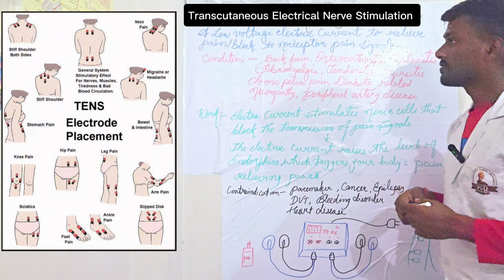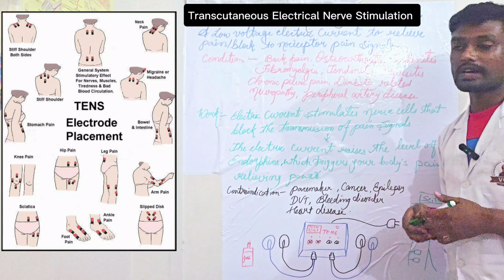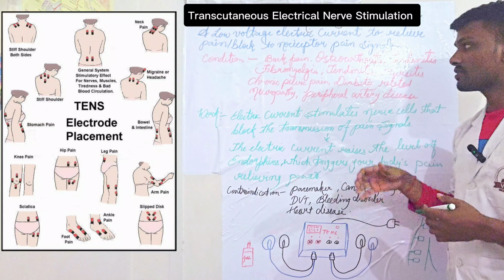So, the conditions where we can use the TENS machine. First is the definition, then conditions, then the working mechanism of the machine, then the indications and contraindications, and you can also make a diagram, so you can get full marks in your university exam. So let's discuss that.